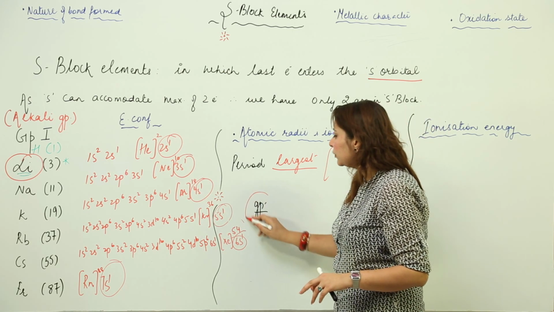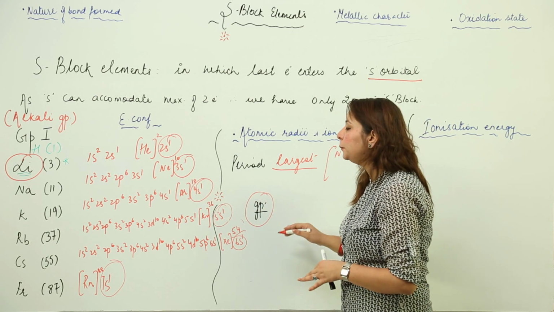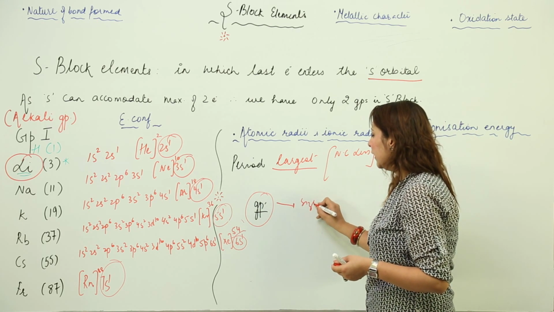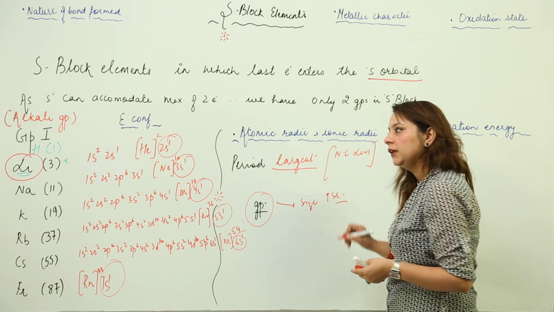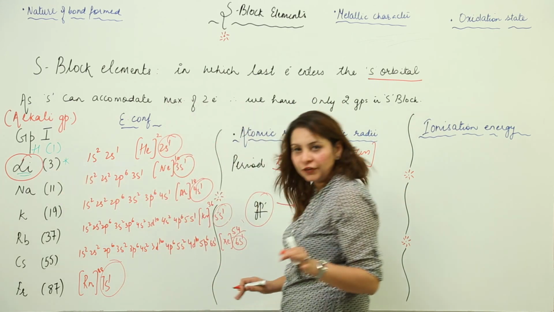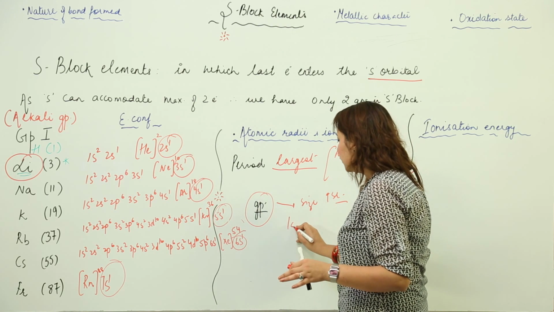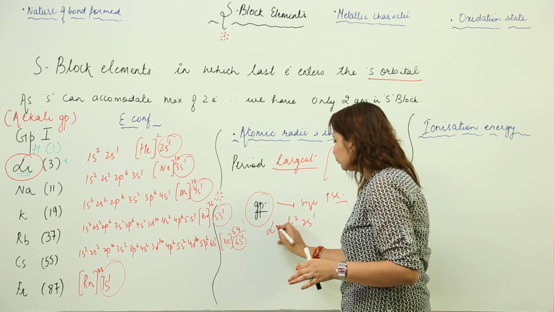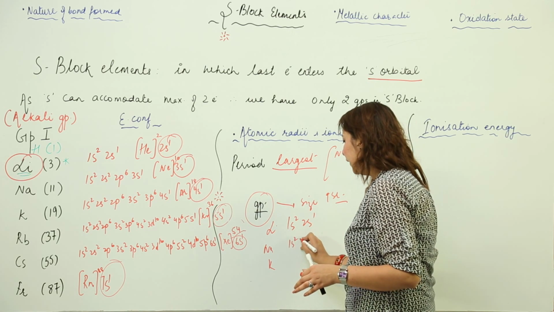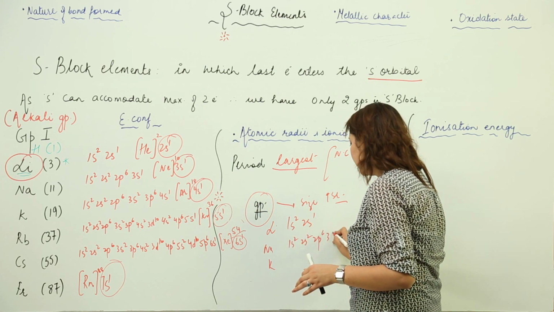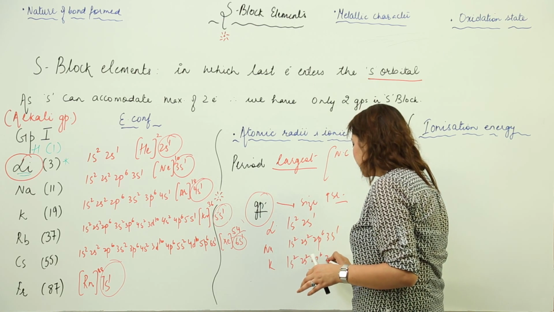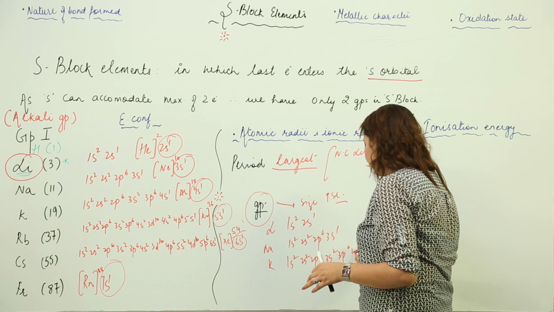Now we'll consider the group. When we consider the group, we see that the size increases. You can easily make this out. Just see here, lithium is 3, so the configuration is 1s2, 2s1. For sodium, it is 1s2, 2s2, 2p6, 3s1. For potassium, it is 1s2, 2s2, 2p6, 3s2, 3p6, 4s1.